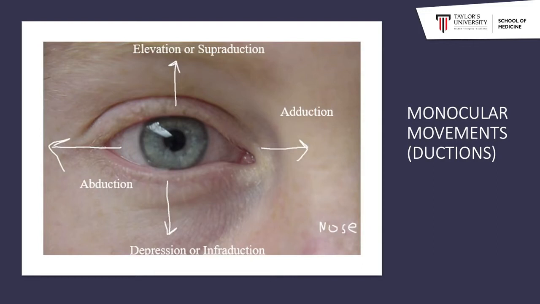Having recorded the monocular movements, we now move on to check for binocular movements. Binocular movements are both the eyes moving together. Now these can be of two different types. One, where both the eyes are moving simultaneously and synchronously together in the same direction. Such movements are called versions.